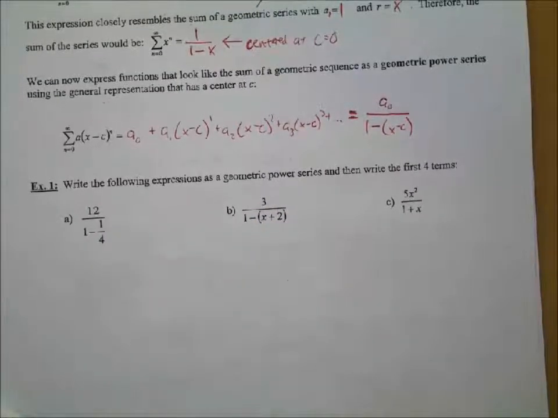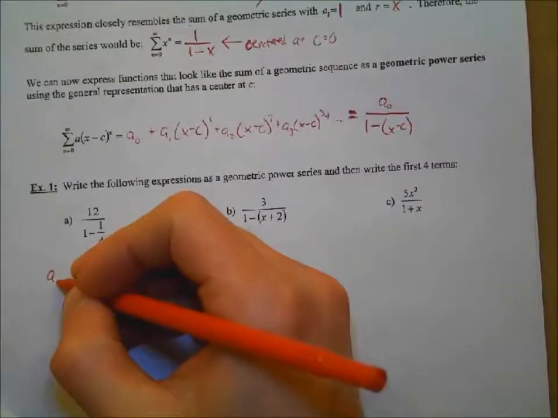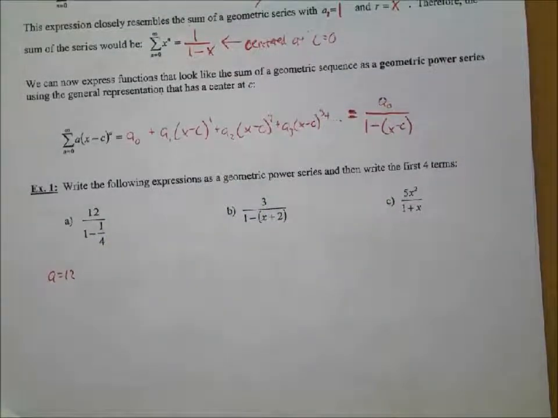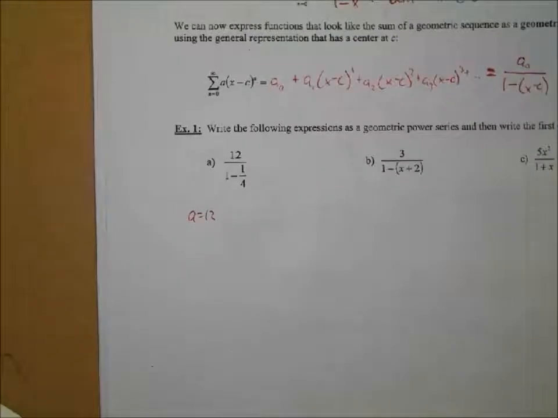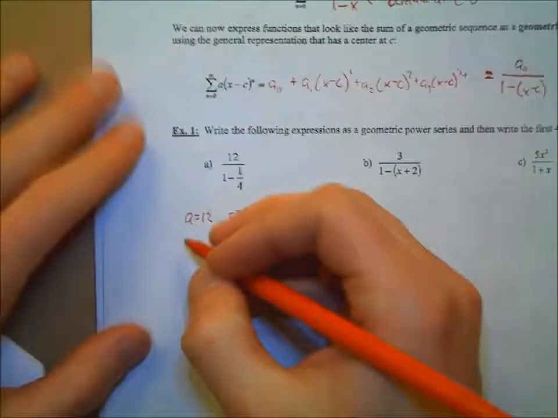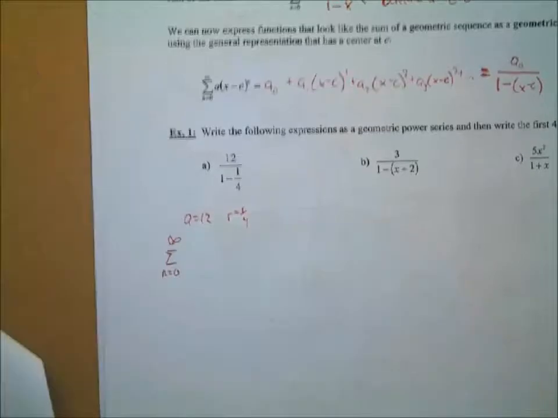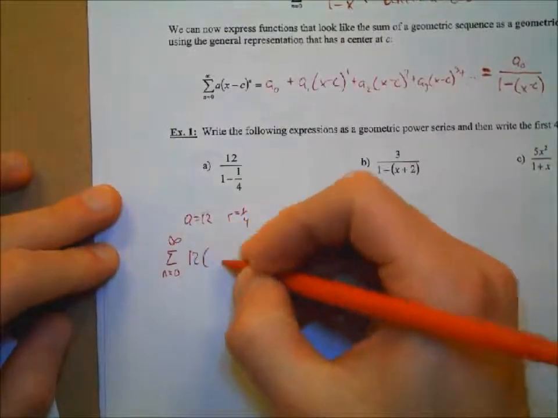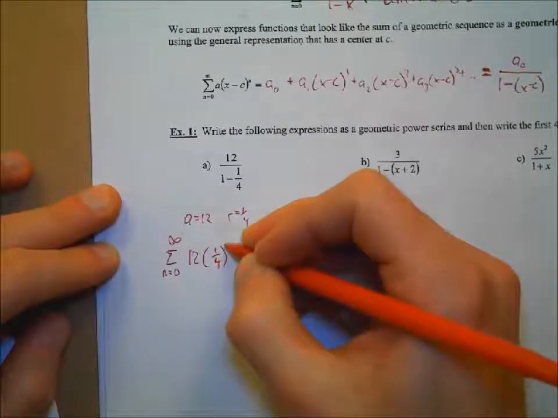It's 12, right? It's right up there. So we can say A equals 12. And then what's our common ratio according to this form? 1/4, right? We have 1 minus r, so our r there is 1/4. And so then we can just write our series here: the sum from 0 to infinity of 12 times 1/4 to the n.